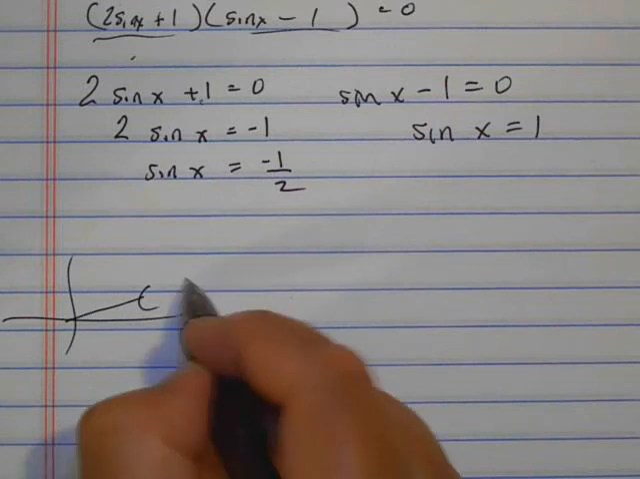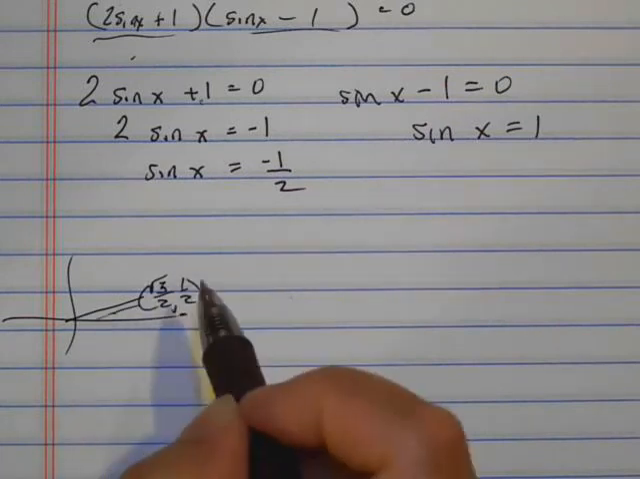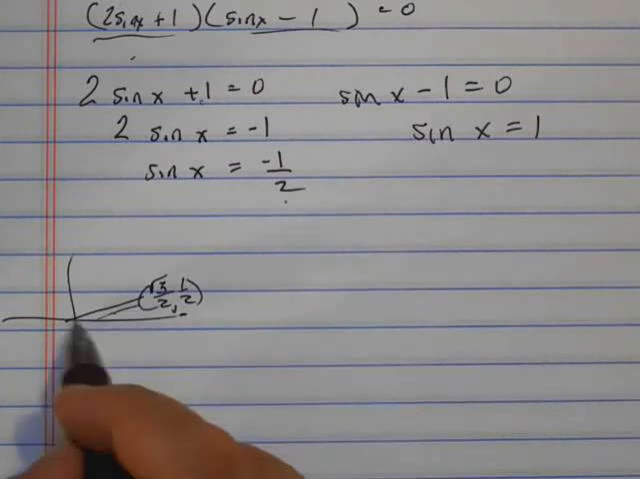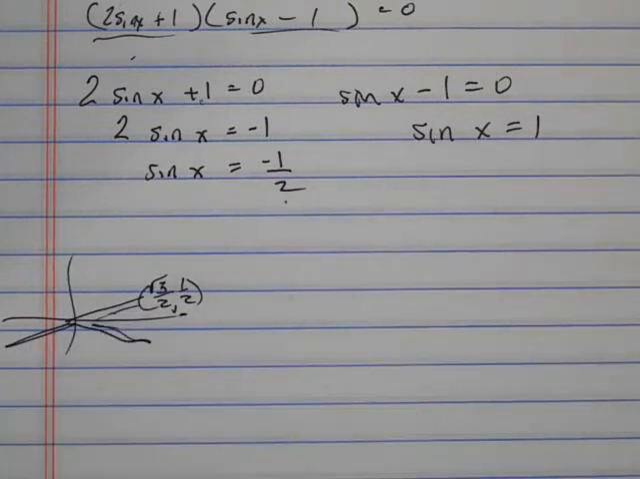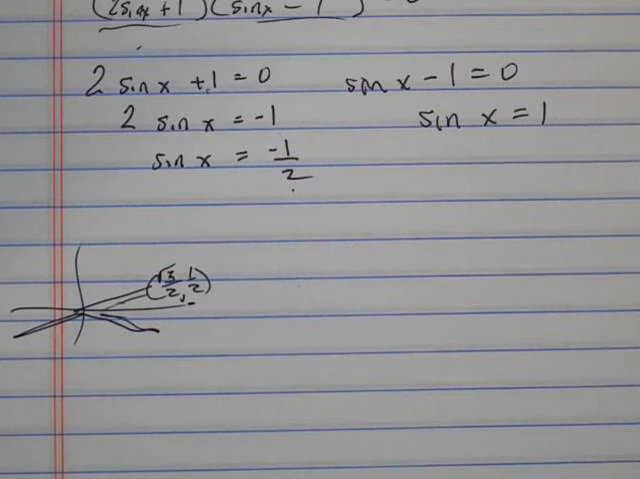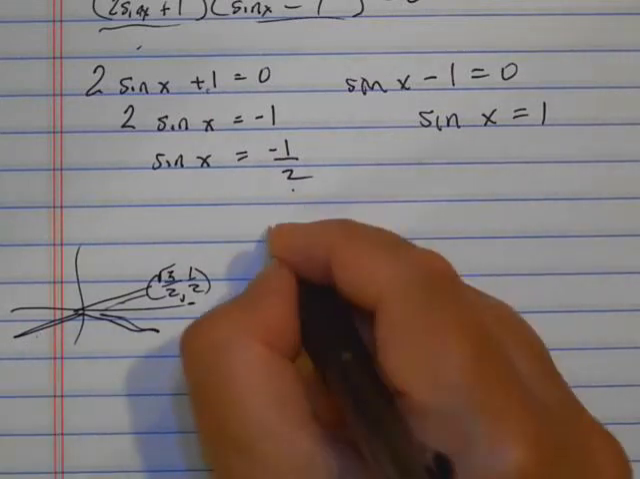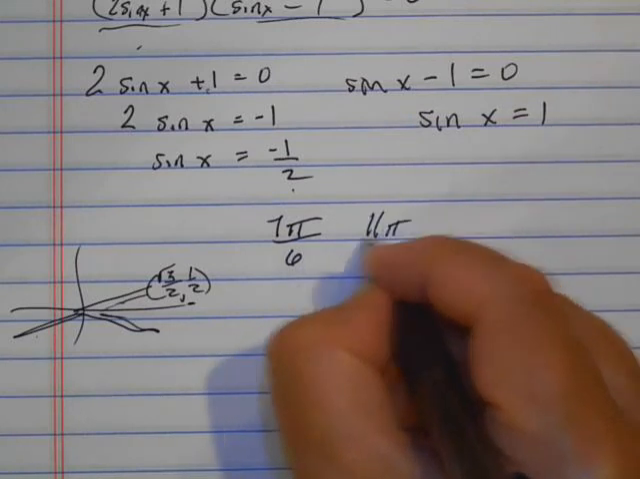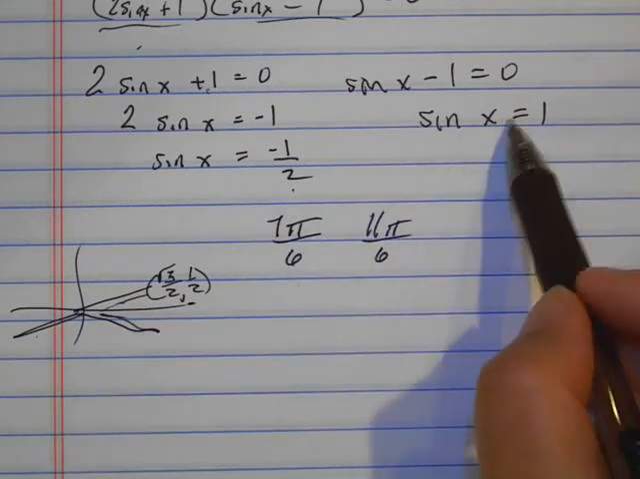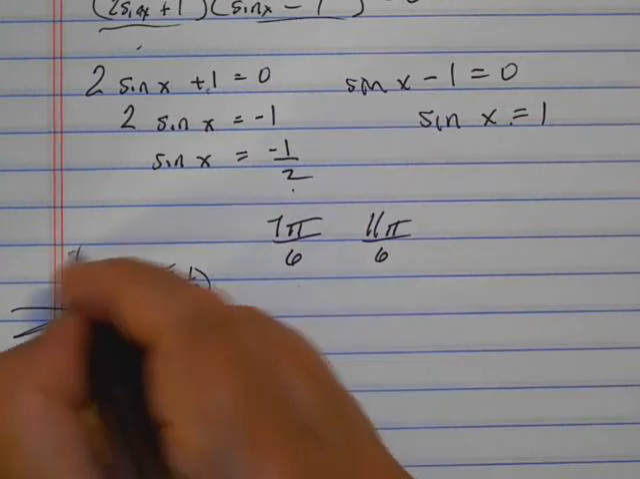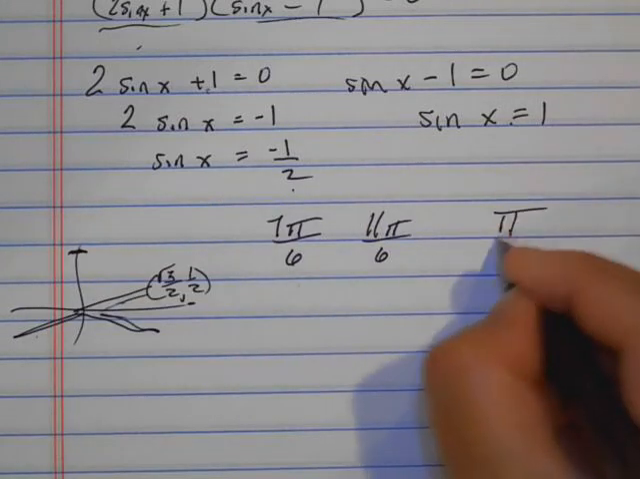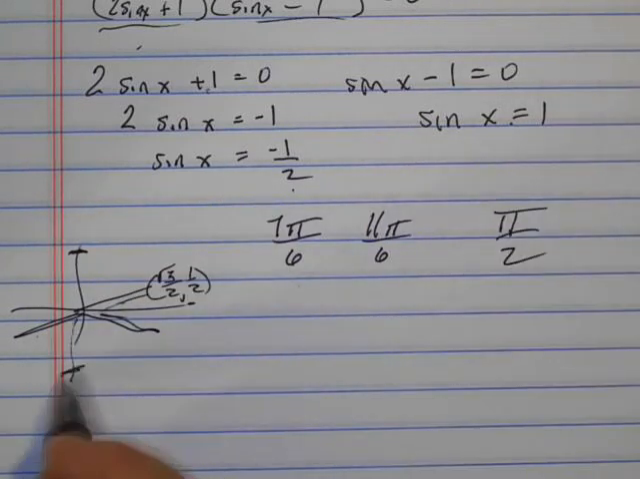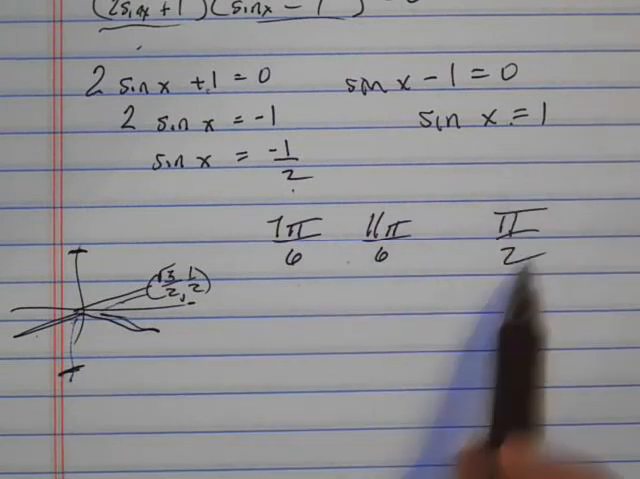Well, on the unit circle, square root of 3 over 2, 1/2 is our pi over 6 place. So since I'm looking for where that's negative, it's going to be down here and over here when we talk about reference angles. So it's going to happen at 7 pi over 6, and it's going to happen at 11 pi over 6. And where sine is 1 is going to happen up here at pi over 2. It doesn't happen down here because that's negative 1. So these are our three answers.